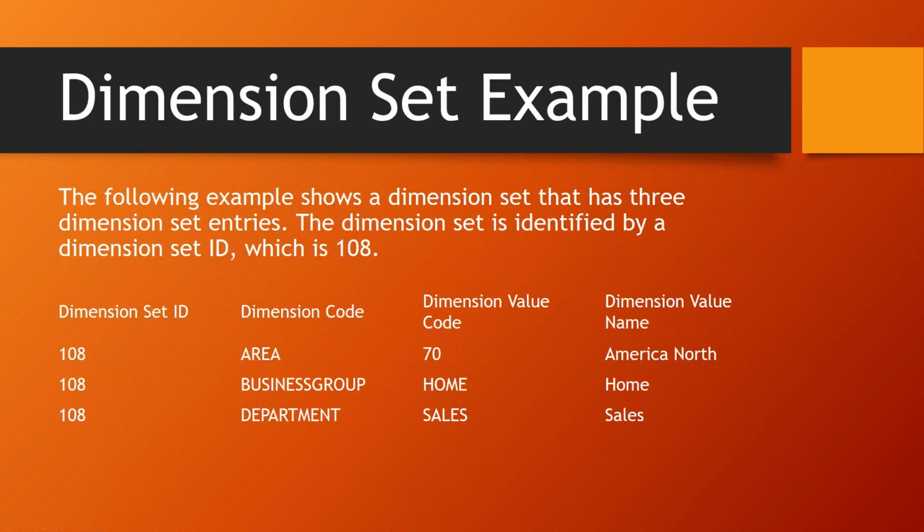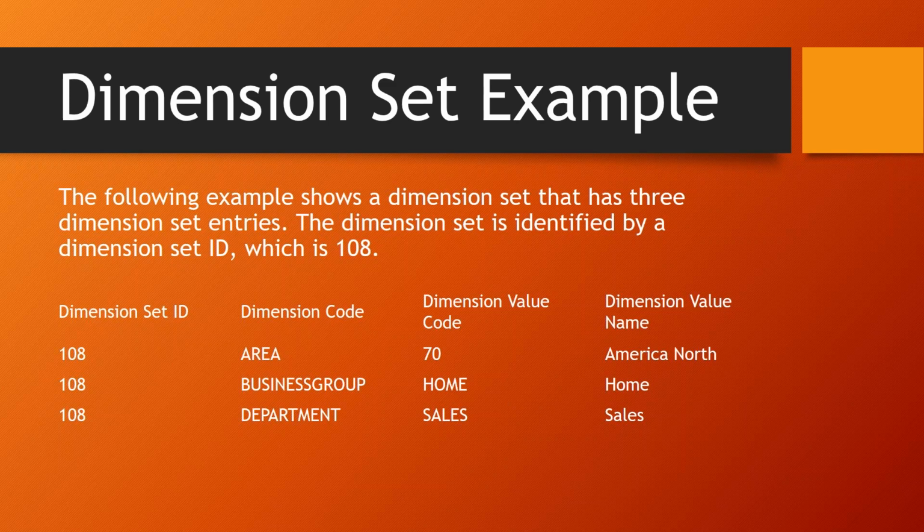To me, an example makes it a little easier to see. What NAV does is, every time you change a dimension on a document or on a journal line, it looks and asks: do I have a dimension set which contains all of the dimension values that are associated with that document? This example shows that dimension set ID 108 is the one that has area 70, business group home, and department sales.